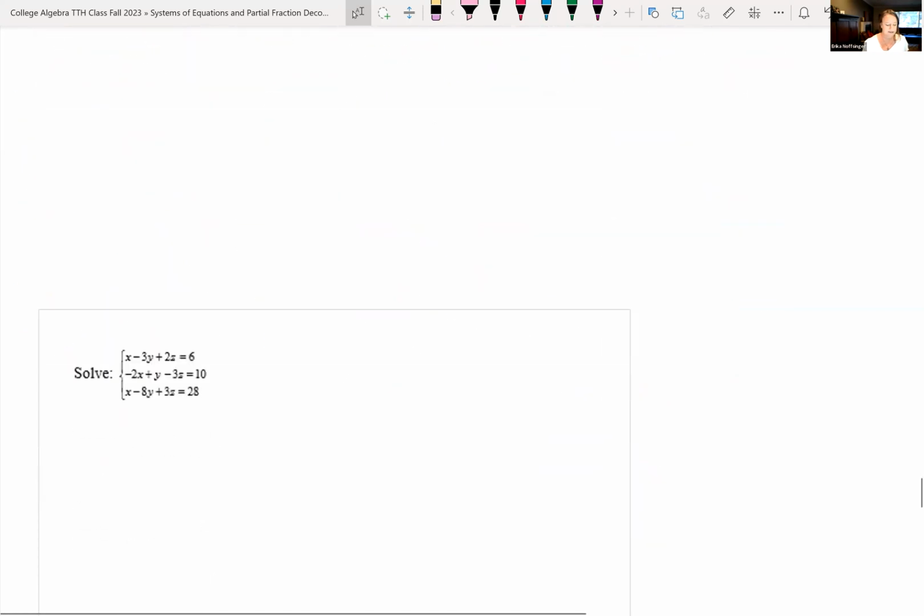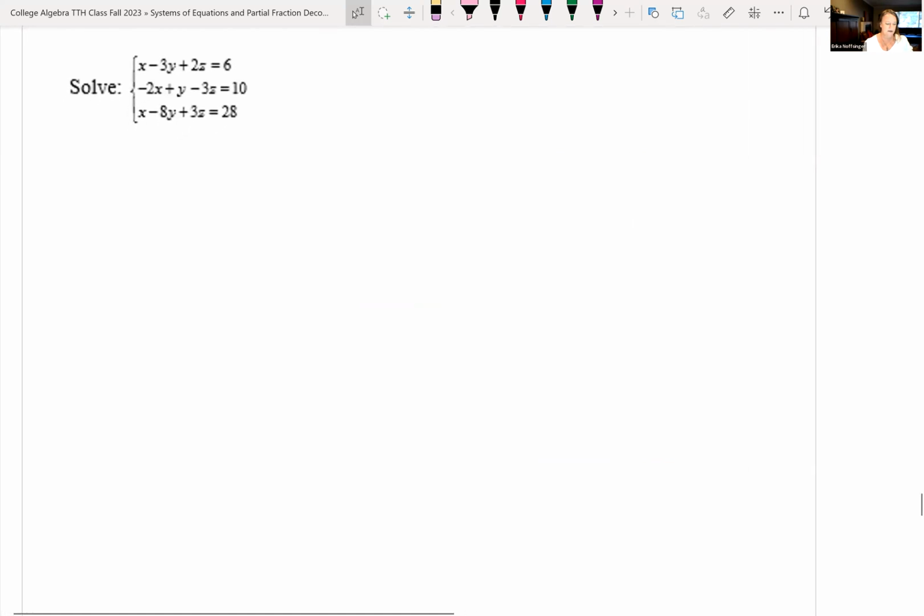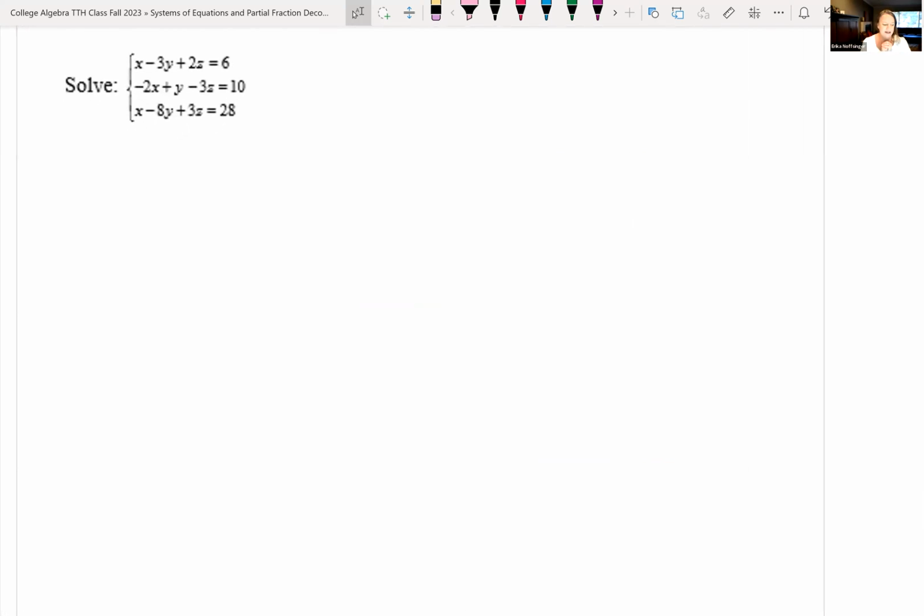So our next example in front of us, we have this system. We're given that the first equation is x minus 3y plus 2z equals 6. The second equation, we have negative 2x plus y minus 3z equals 10. And the third equation, I have x minus 8y plus 3z equals 28. So first step is, as long as our system of equations are in the order where x's, y's, and z's are all going to line up and the constant is on the other side, we're going to start by writing our augmented matrix.